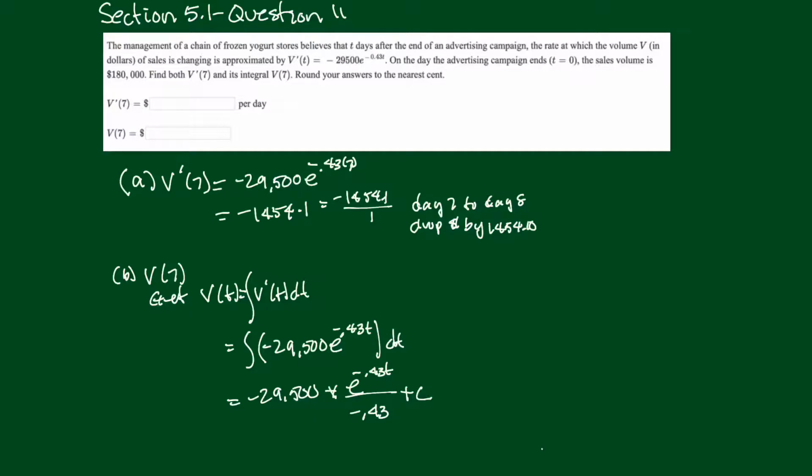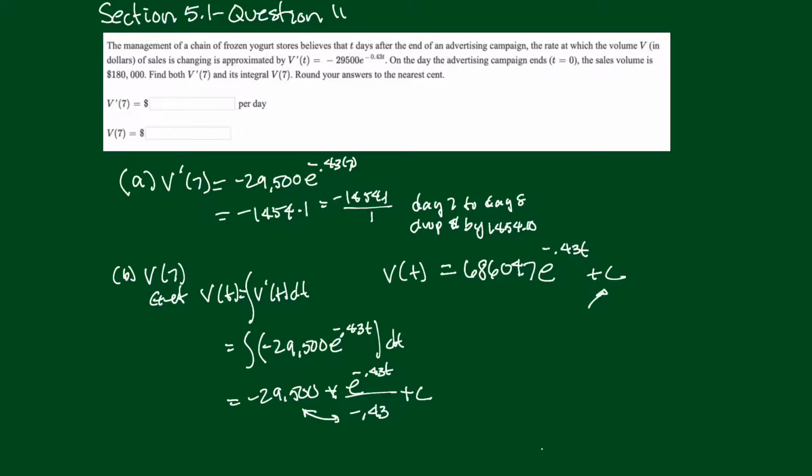Now I'm going to simplify this a little bit by making that division. Negative 29,500 divided by negative 0.43 is going to be a positive. I'm getting 68,604.7, and then our e to the negative 0.43 t, and then we also get our plus c. So far, here is our V of t.